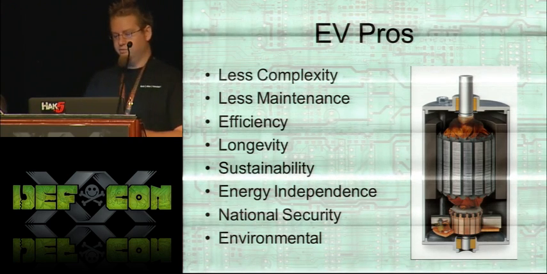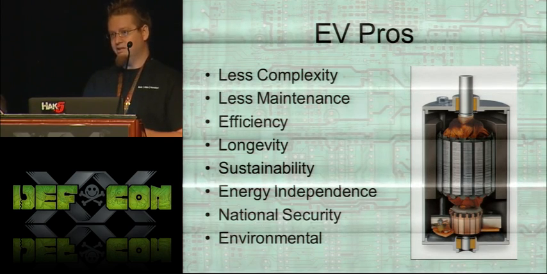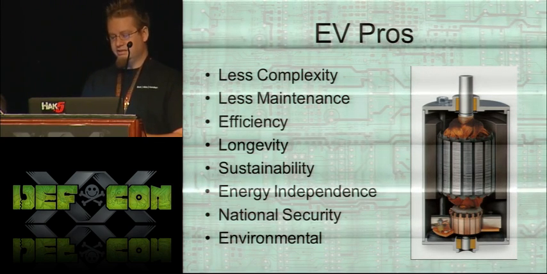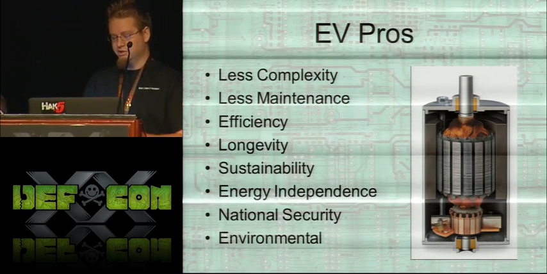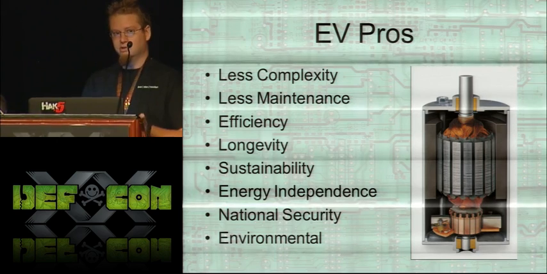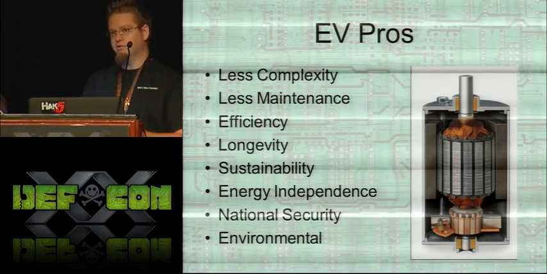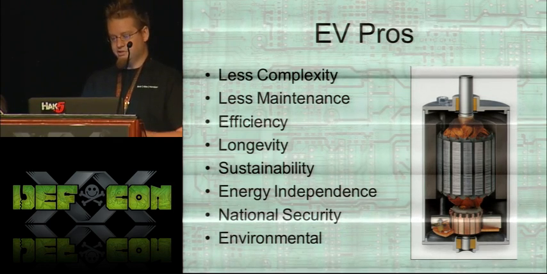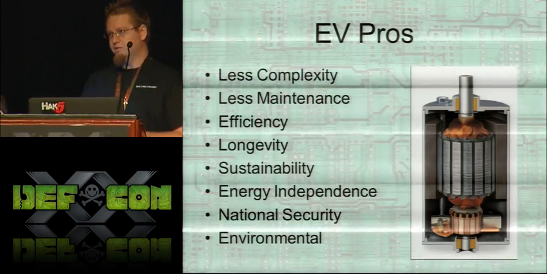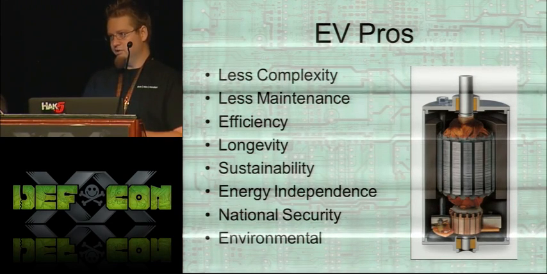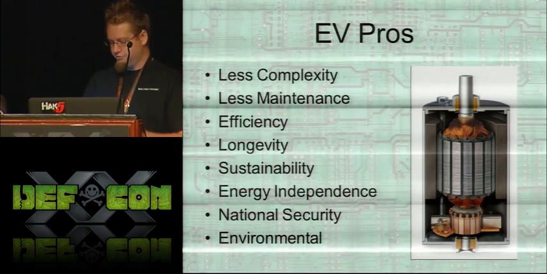Okay, so EV pros. The best things about it is they're less complex, less maintenance, they're more efficient, they last longer, it's more sustainable because you're using electricity that can be generated in dozens of different ways. So this leads to energy independence. A lot of people that drive electric cars also have solar panels on their house, so they're completely self-sustained there. Also, national security. If everyone was driving electric cars, we wouldn't need any oil from the Middle East. We could just do everything right here at home. And of course, there are environmental reasons too.